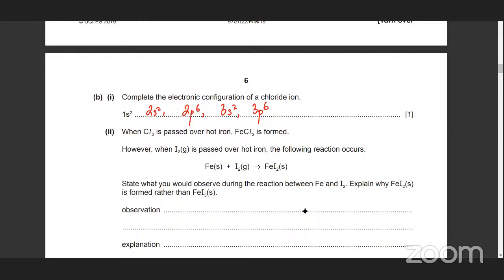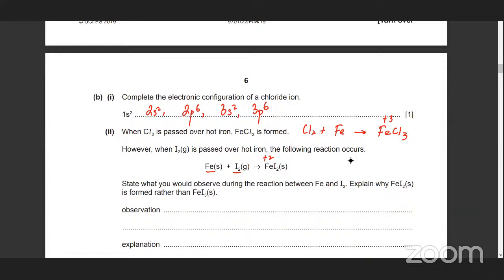When Cl2 is passed over hot iron, FeCl3 is formed. So Cl2 passing over hot iron and FeCl3 is formed. That means Fe gets a charge of +3. However, when I2 is passed over hot iron, the following reaction occurs. So when iodine is passed over hot iron, Fe2+ is only formed.